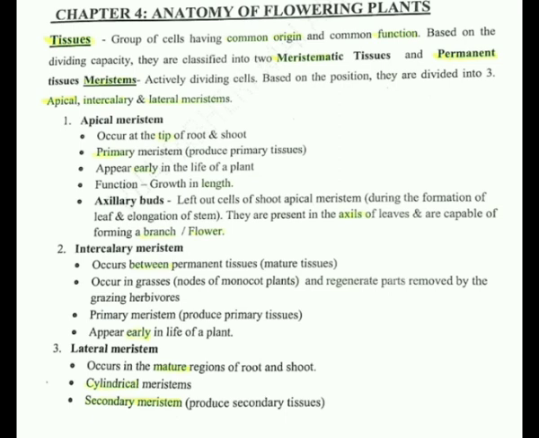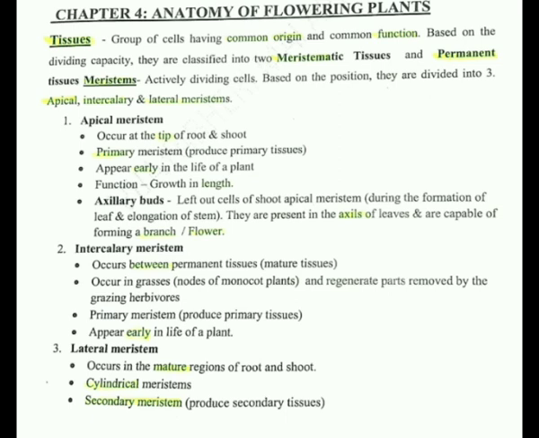Apical meristem occurs in the tip of root and shoot. Second point is it is a primary meristem, appears early in the life of a plant. Third point, its function is growth in length. Okay, second classification is intercalary meristem.